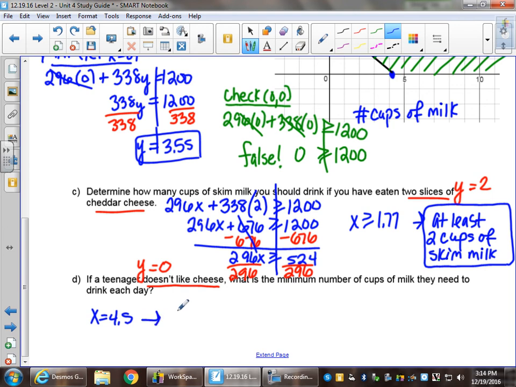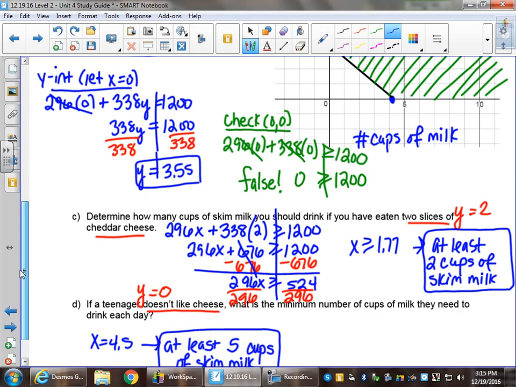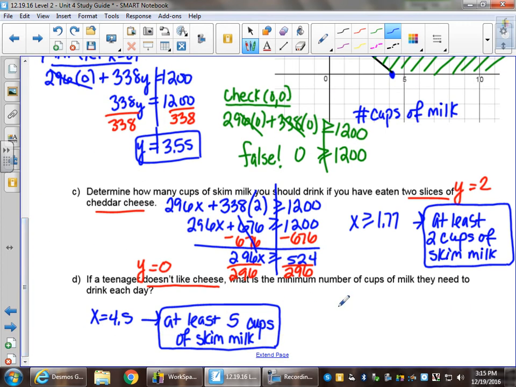So the minimum cups of milk, you could say 4.5, but if we're going to round to the whole cup value, at least 5 cups of skim milk. Again, if you did not realize you had already done that up here, no problem. Let y equal 0 right here, and you will again get 4.5 as an answer.